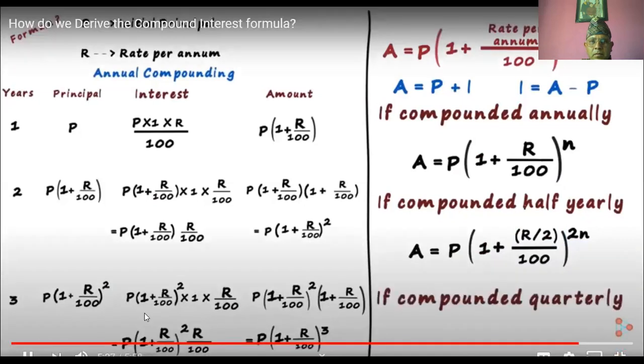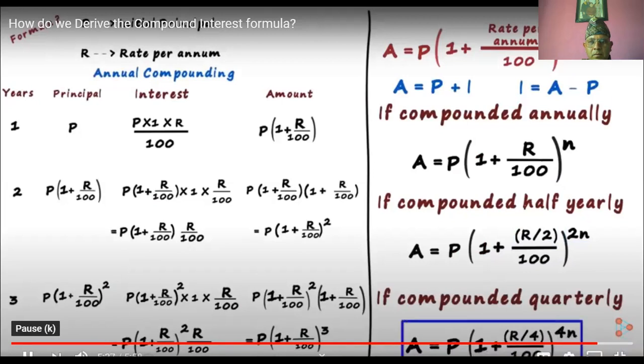Similarly, if interest is compounded quarterly, the total amount will be P multiplied by 1 plus R by 4 divided by 100 raised to 4n. We get this formula as there are 4 quarters in a year.